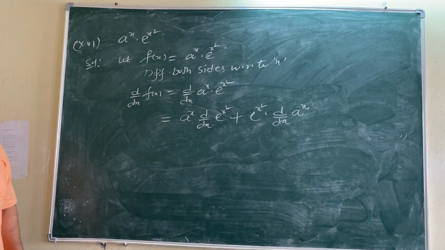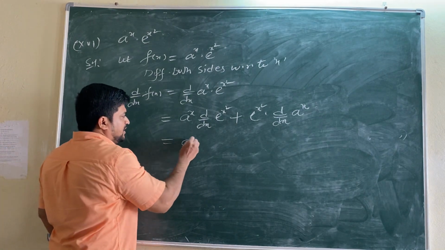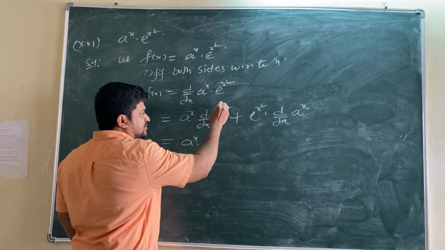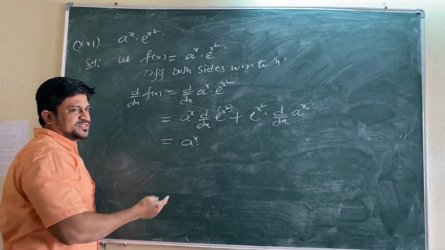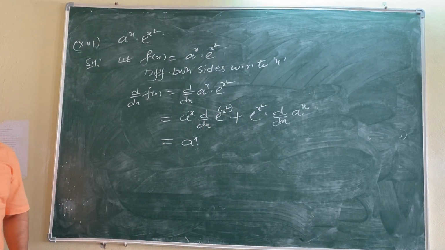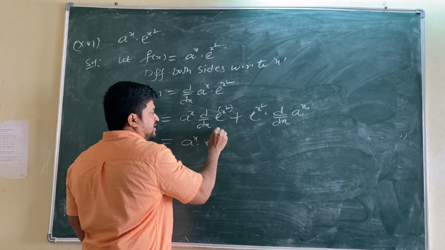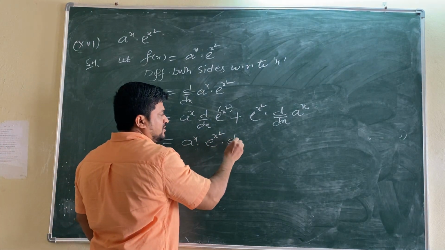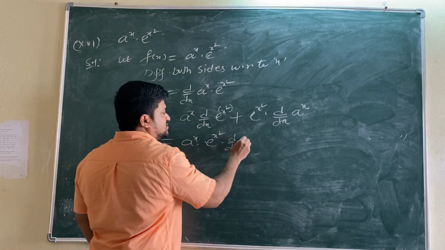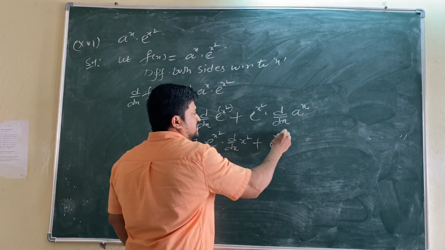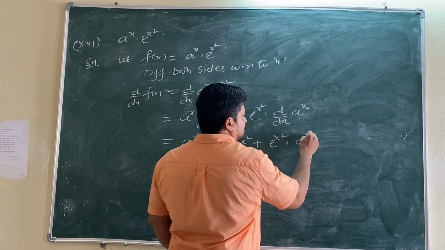Okay. Now e power x into here again. e power x is not there. In place of x square, e power x is considered to be x. So e power x derivative is e power x. Still what we have to do? d by dx of x square plus e power x square into here a power x is formula.